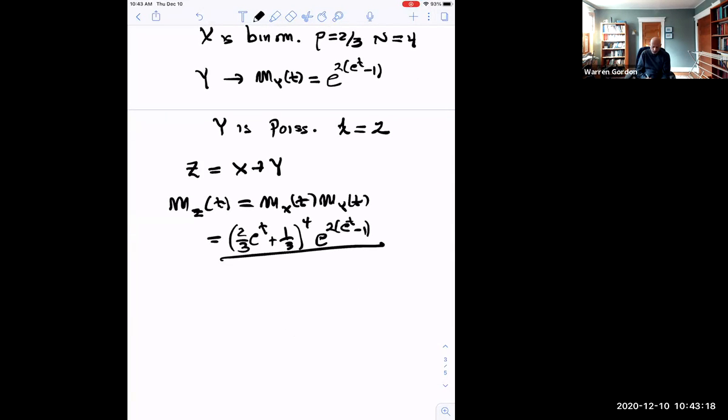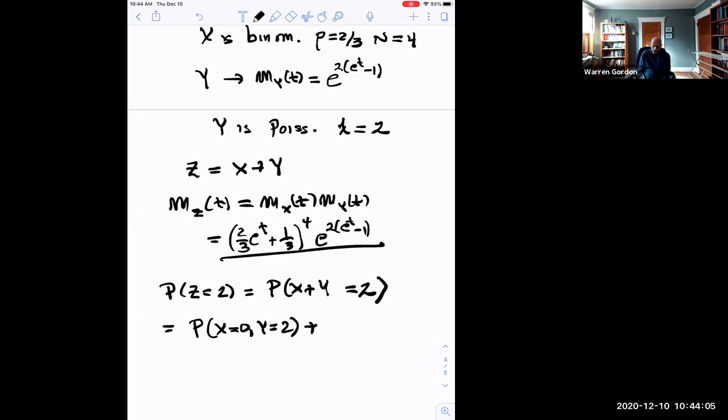Then I asked, what's the probability that Z is equal to 2, or equivalently, X plus Y equals 2? Now let's remember X is binomial and Y is Poisson. In order for X plus Y to equal 2, it can happen with X is 0 and Y is 2, and all these are mutually exclusive, or X is 1 and Y is 1, or X is 2 and Y is 0. However, you were told these are independent.